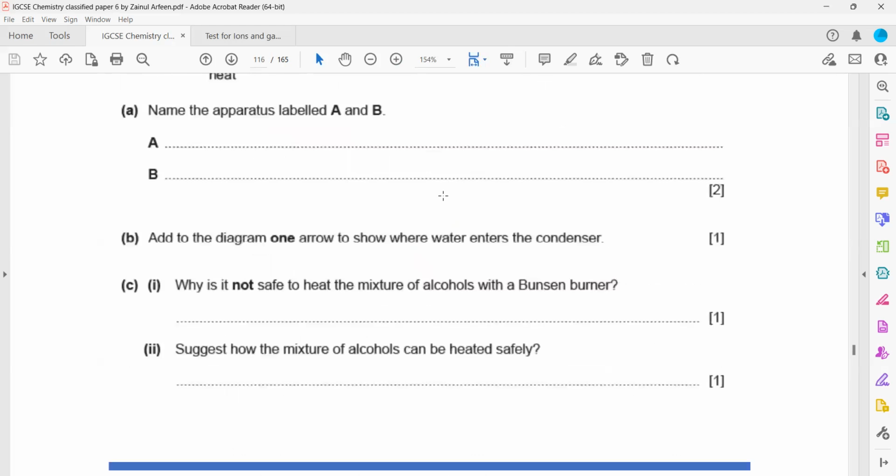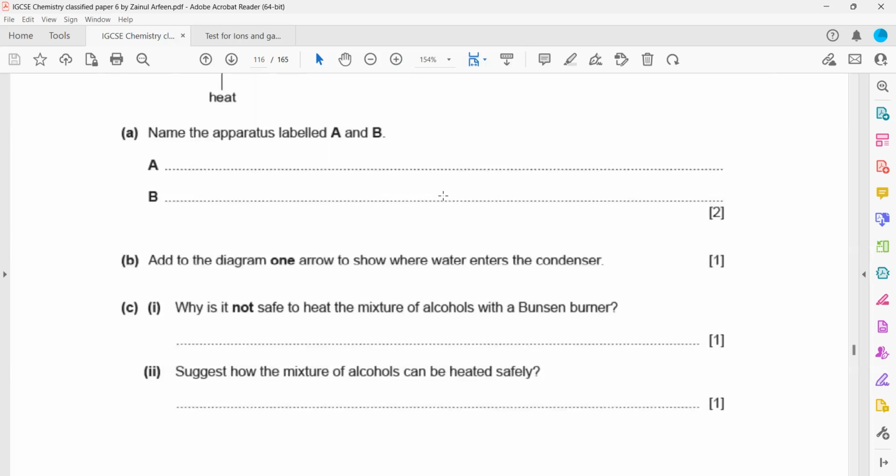Why is it not safe to heat the mixture of alcohol with a Bunsen burner? What's the reason? Because alcohols are flammable liquids and can catch fire. So it should be heated safely with a hot water bath.